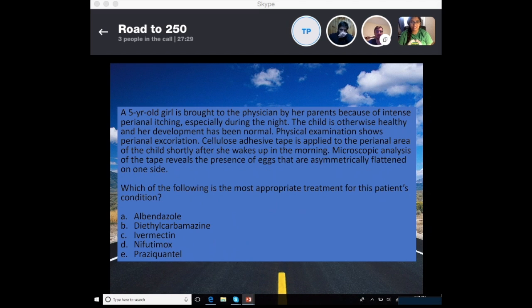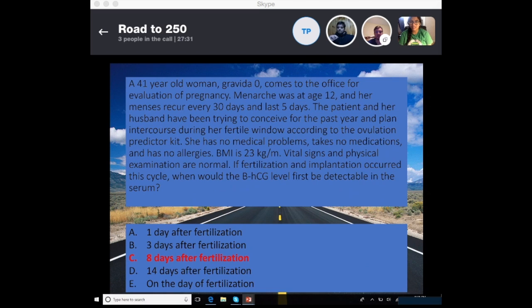And she did ask for it in serum, because you said if it was in the urine, that would have been different. So it's 14 days for urine? Mm-hmm. So 2 weeks for a pregnancy test, right? For a pee test. Yes.